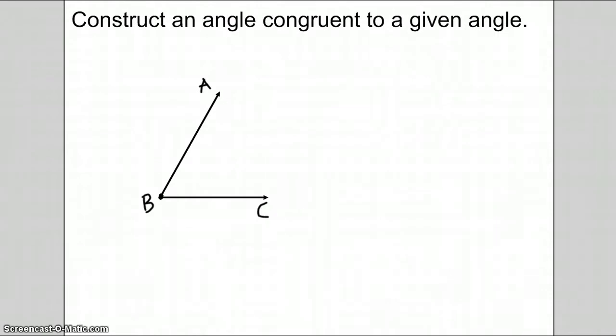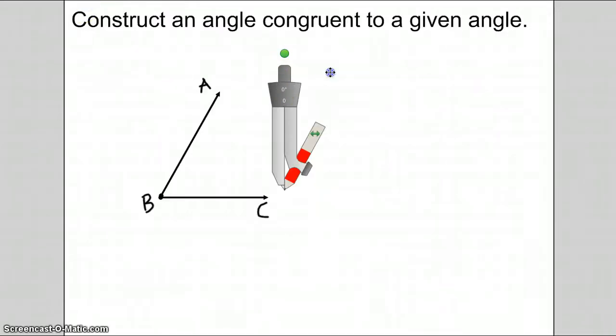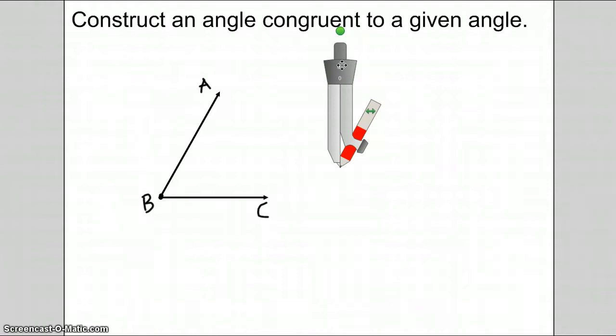The next construction is constructing an angle congruent to a given angle. For this particular one, anytime you draw an arc, make sure you write down the letter that you use. It's going to be important in this case. You'll need to start off with an angle. I'm going to use an acute one. So I have angle ABC.